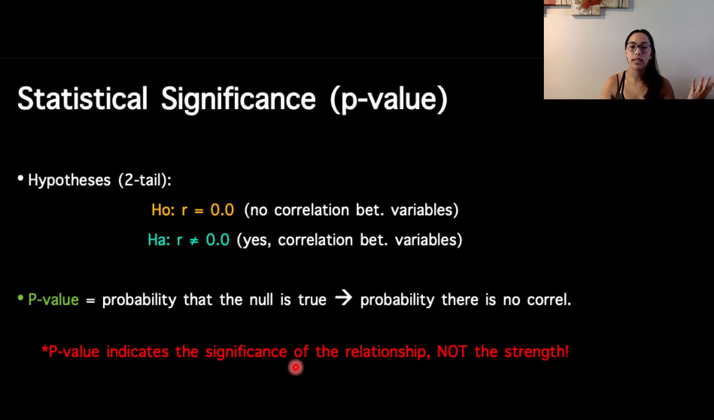Right? So if our p is greater than 0.05, we say there is no correlation or we accept the null hypothesis. If we have a p-value less than 0.05, we reject the null hypothesis and we say that there is a significant relationship, and then we just determine, or we add in, is that relationship strong or weak or moderate, and is it positive or negative?